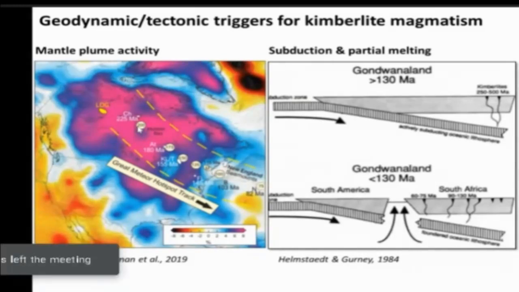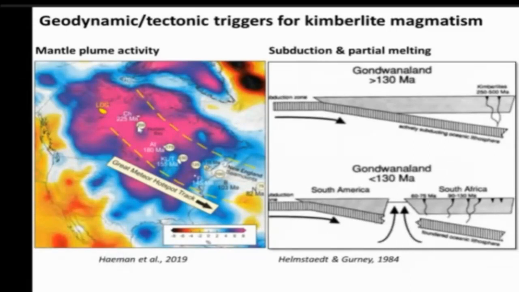However, the exact location of the Great Meteor track is still debated, and whether two mantle plumes, resulting from the Great Meteor as well as the Bharda track, crossed quickly within this corridor in a geologically short interval. On the right hand side, this result is from quite an old study. This study suggests that the subduction of the oceanic lithosphere beneath Southern Africa led to the formation of the kimberlite magmatism.